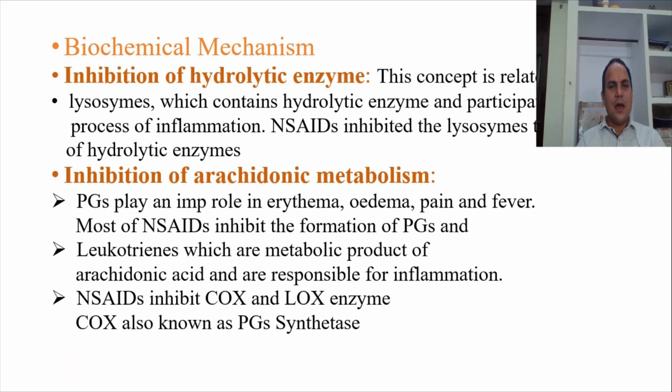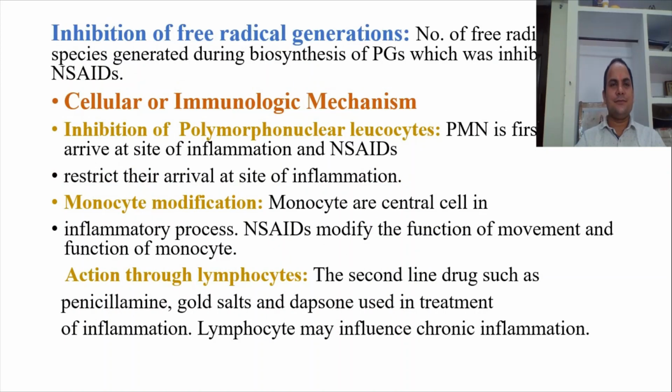Next is the inhibition of arachidonic acid metabolism. Prostaglandins play an important role in erythema, edema, pain and fever. Most NSAIDs inhibit the formation of prostaglandins and leukotrienes, which are metabolic products of arachidonic acid and are responsible for inflammation. NSAIDs inhibit both the enzymes COX and LOX. COX enzyme is also called prostaglandin synthetase.